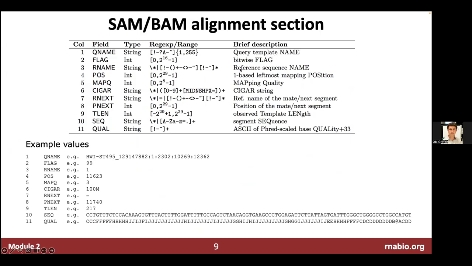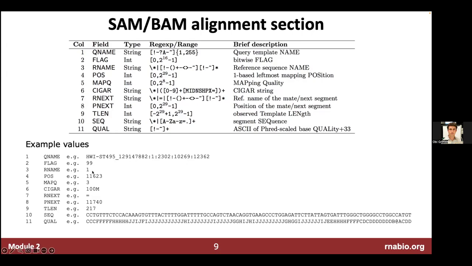There's a bitwise flag. We'll talk more about that. The bitwise flag is a single number, so here it's 99. It's just a number that's used to encode a whole bunch of other information, and we'll walk through how that works.